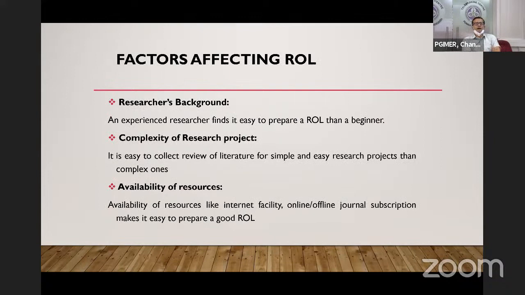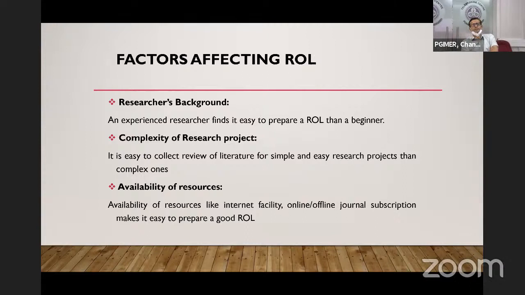And then what are the different factors which affect the review of literature? First is the researcher's background. It is important that the researcher who is designing a study or doing the systematic review should be experienced in that field. But there are also beginners who want to do research on a topic on which they do not have any specific knowledge. So it is based on the time they take to prepare the review of literature, because they have to find the literature, study it and create the review. Another is the complexity of the research project. It is easier to collect the review of literature for simple and easy research projects than complex ones.